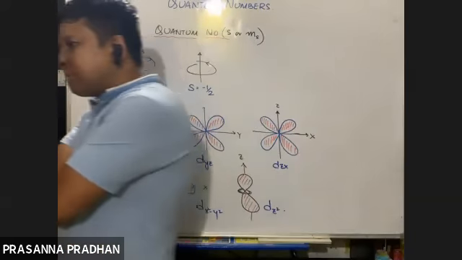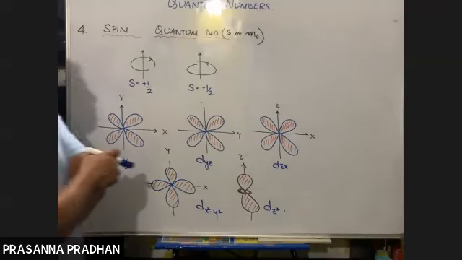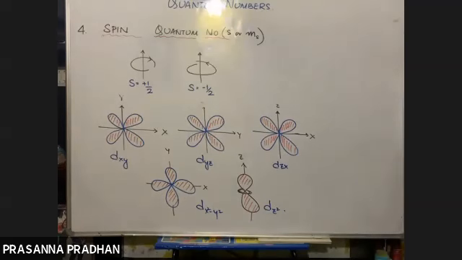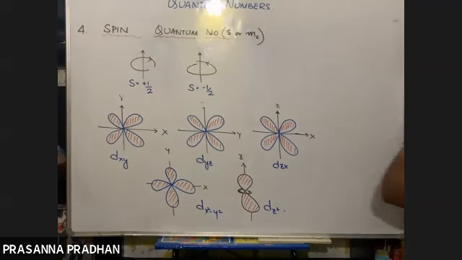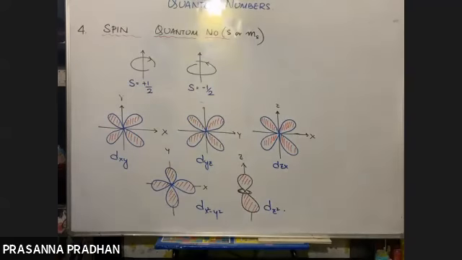The principal, azimuthal and magnetic quantum numbers were related to each other. L equals 0 to n minus 1. ml equals minus l to plus l. They were related, no? But this spin quantum number is independent of the other quantum numbers, right? So these are the set of 4 quantum numbers.